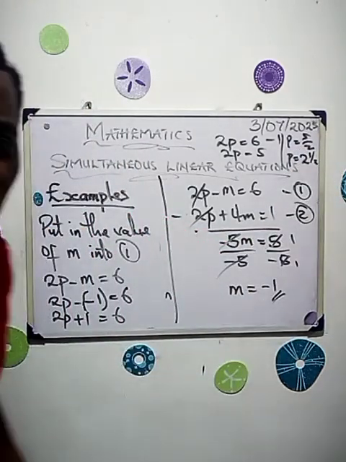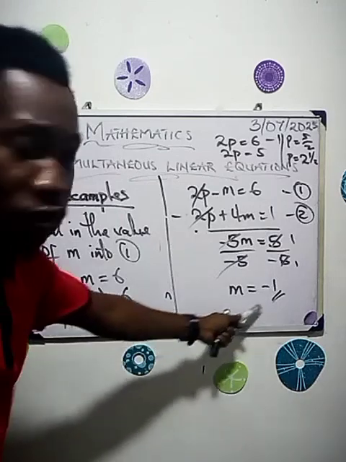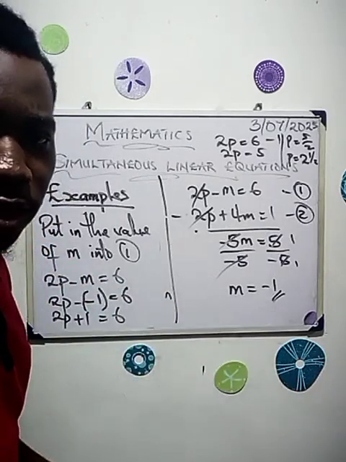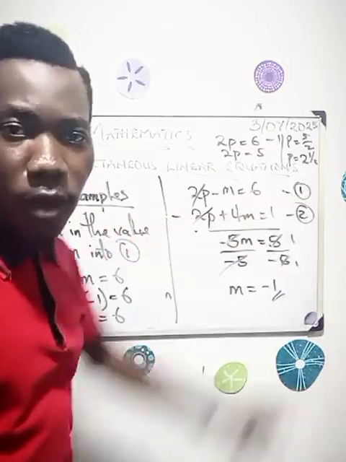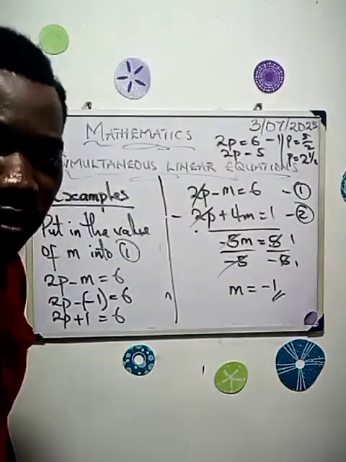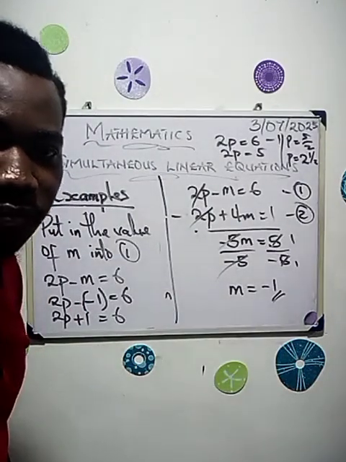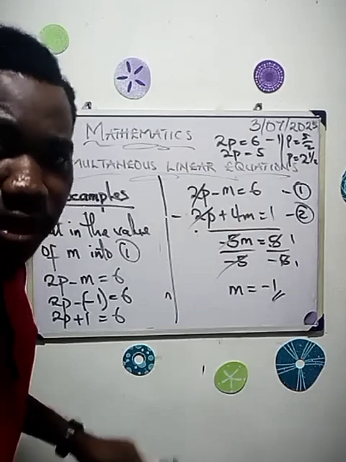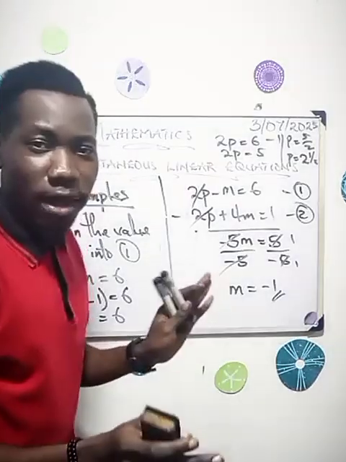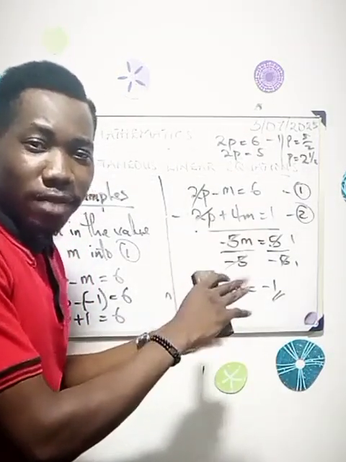So we'll be able to solve for the value of m to be minus 1, and for the value of p to be 2 whole number 1 over 2, which is 2.5. Now this is how you do elimination. I said we are going to try to solve p first. Alright, so we've done that.